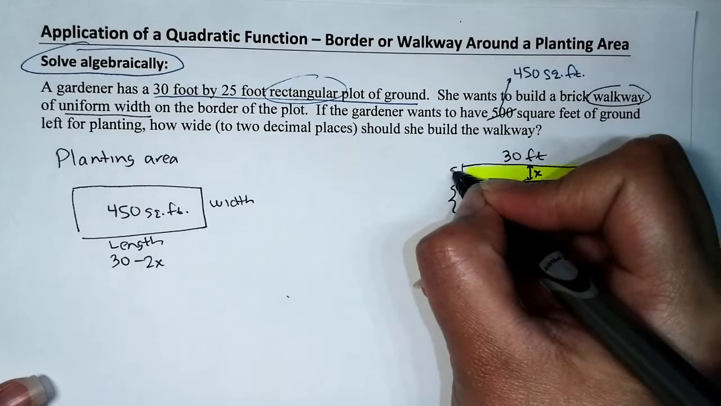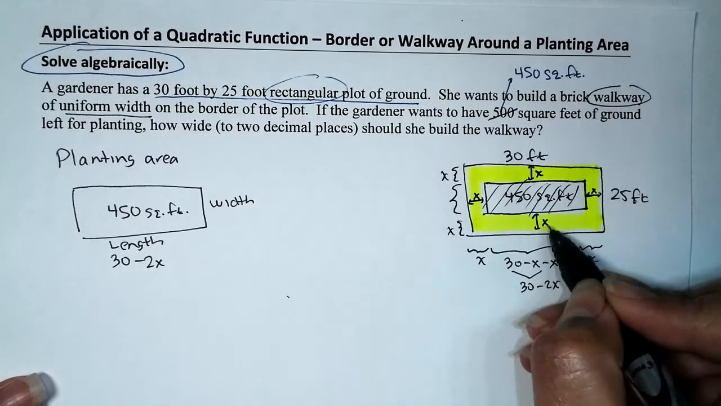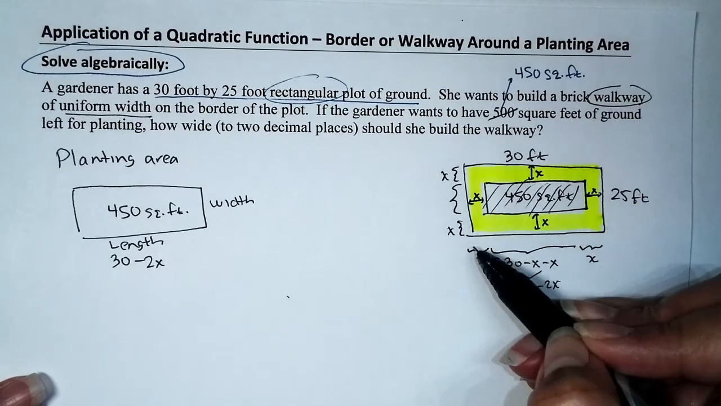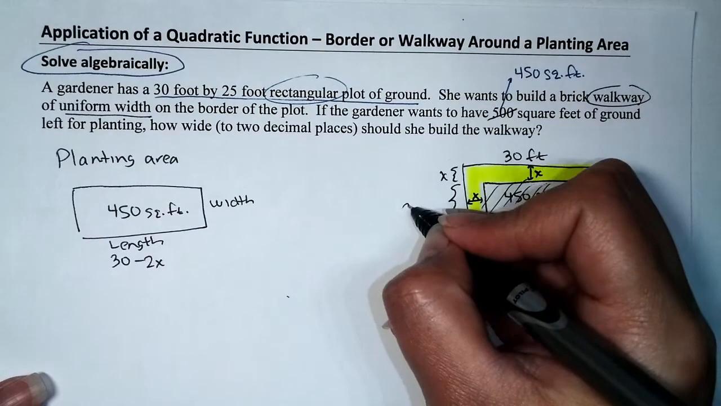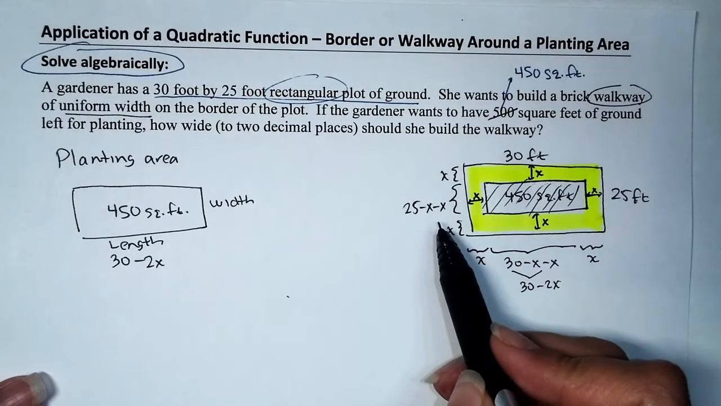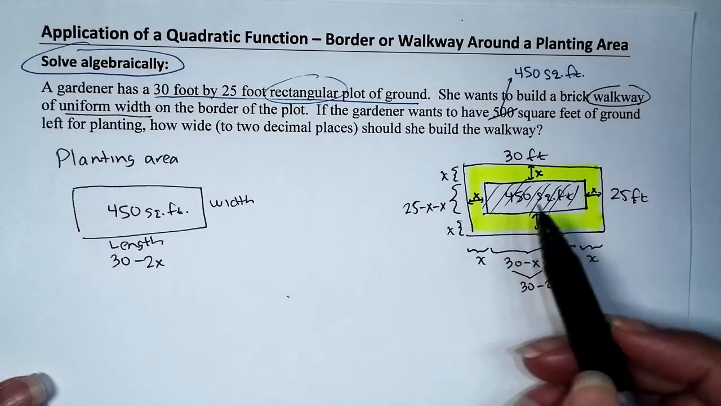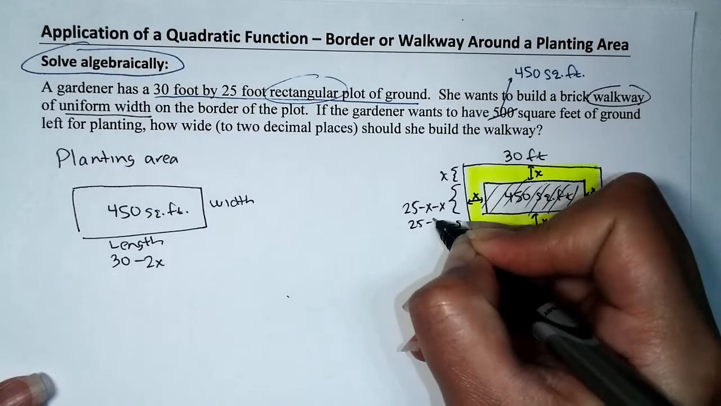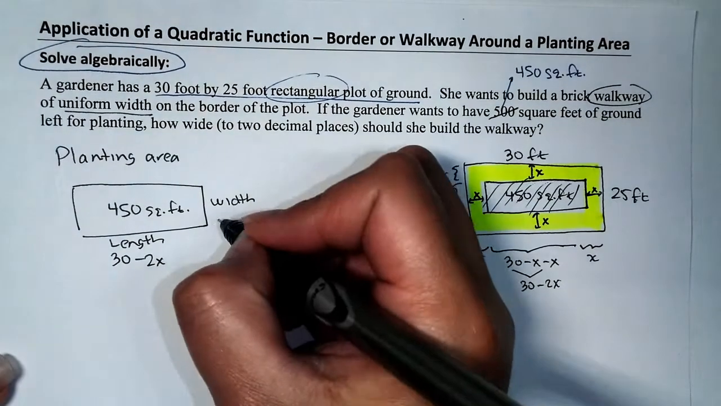So from here to here we have x feet. For the bottom part we also have x feet. The whole way across is 25. The leftover will be the planting area. So we have 25 minus x minus x. So minus x, the width of the top part, minus x, the width of the bottom part. All together, it looks like the planting area is 25 minus 2x feet wide.